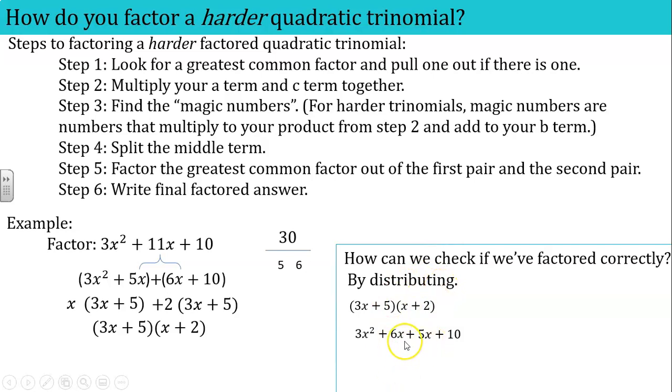And then if you were to combine these two like terms, you'd get 3x squared plus 11x plus 10, which looks familiar. It's our starting quadratic trinomial. So we know that we have done it correctly because we checked our answer and it brought us back to the original question. All right, so this is a lot of steps. You might want to rewind the video and watch me do that whole process one more time. I am going to do one more problem on the next slide.